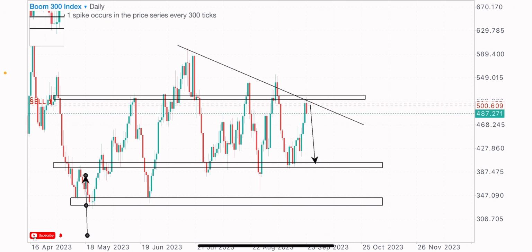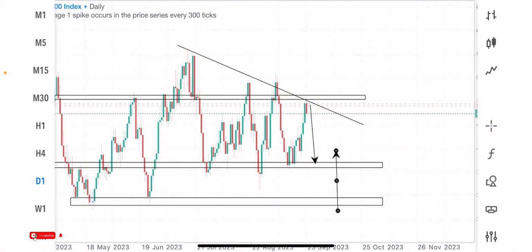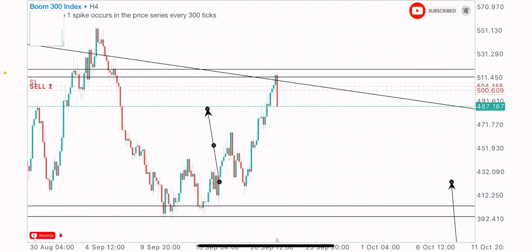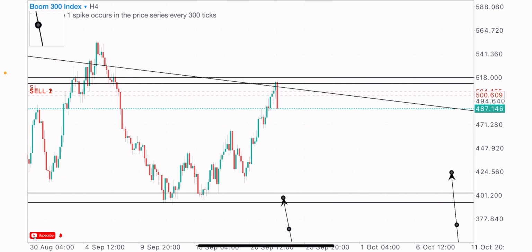So the sell is expected to this key level of support on Boom 300 index in the next coming days and hours. So my expectations on the sells basically. So I took my sell trade at this level. It's my target point on this key level of support.